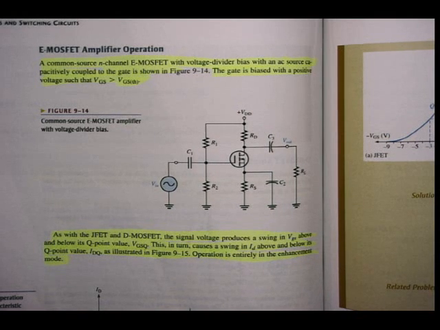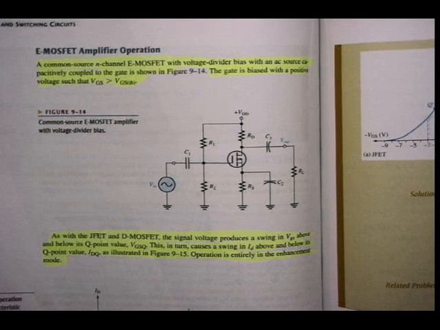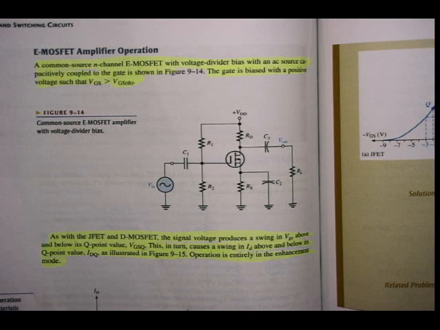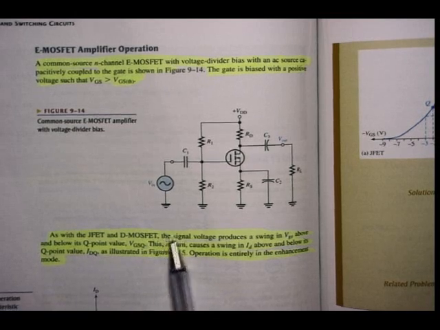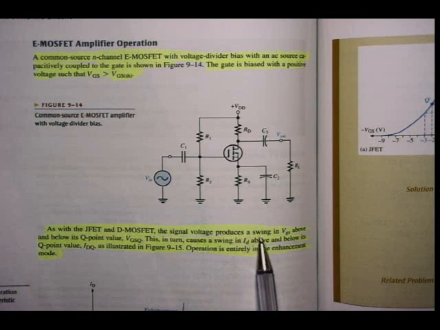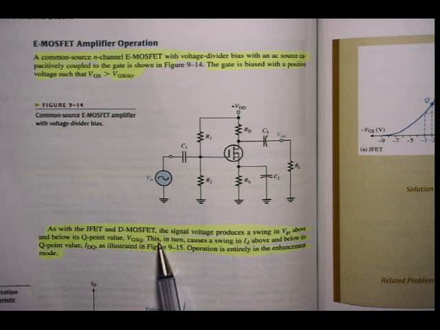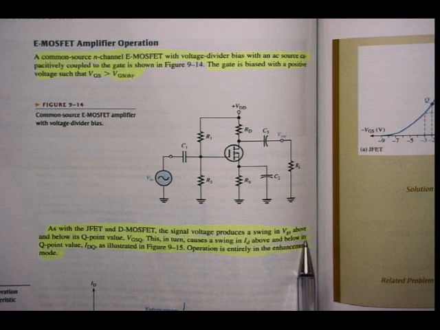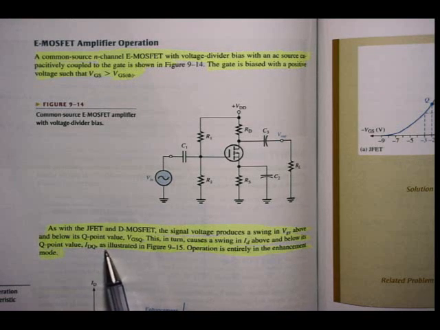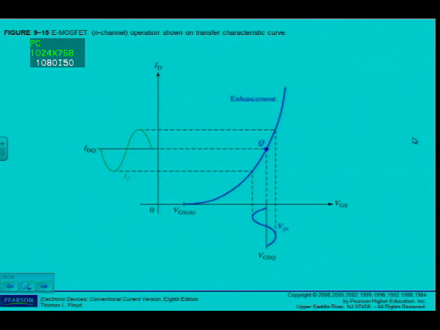The gate is biased with a positive voltage such that VGS is much larger than VGS threshold. As with the JFET and the D-MOSFET, the signal voltage produces a swing in VGS above and below its Q point value VGSQ. This in turn causes a swing in ID above and below its Q point value IDQ, as illustrated in figure 9-15. And it's entirely in the enhancement mode, as I can see here.